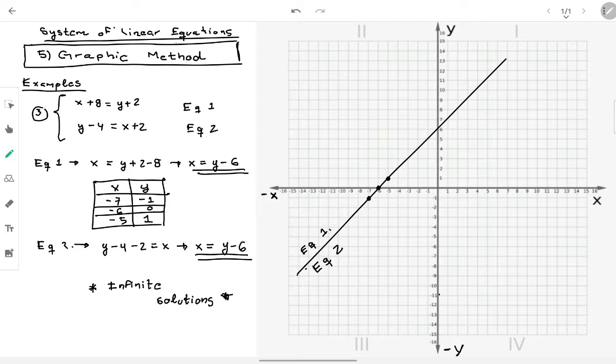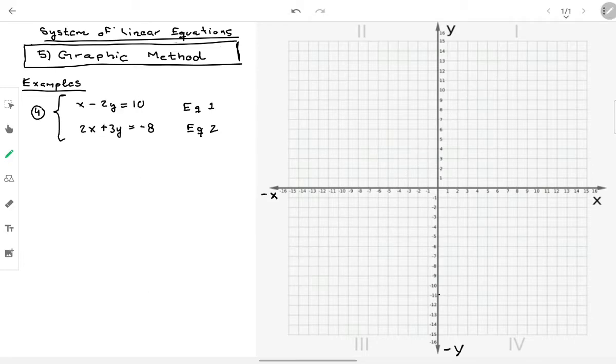Let's do one last example for the graphic method. So on this system of equations, it's going to be exactly the same. Equation number 1, we need to isolate one of the variables: x equals 10 plus 2y. So let's see. We need to make our little table. X, y, minus 1, 0, and 1.